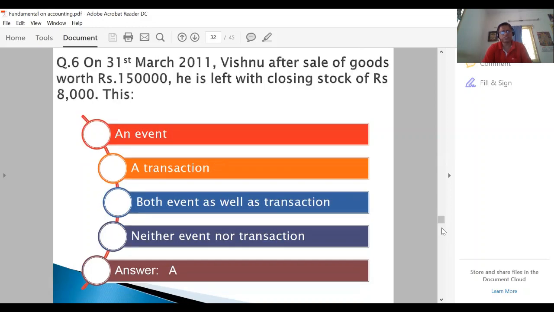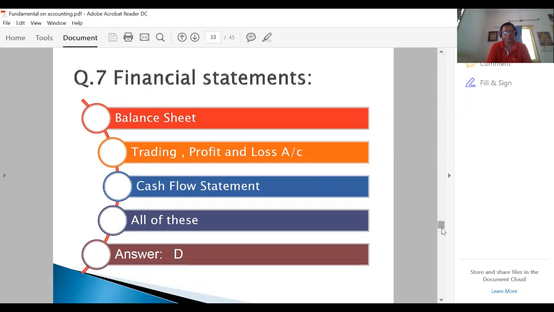Coming back to the sixth question, here the question talks about Vishnu, who after sale of goods worth 150,000 is left with a closing stock of 8,000 INR, right? So what is this called? Here we are just mentioning the closing stock. We are not talking about a transaction, so it is called an event. Transaction means where there is an exchange of cash or exchange of money, right?